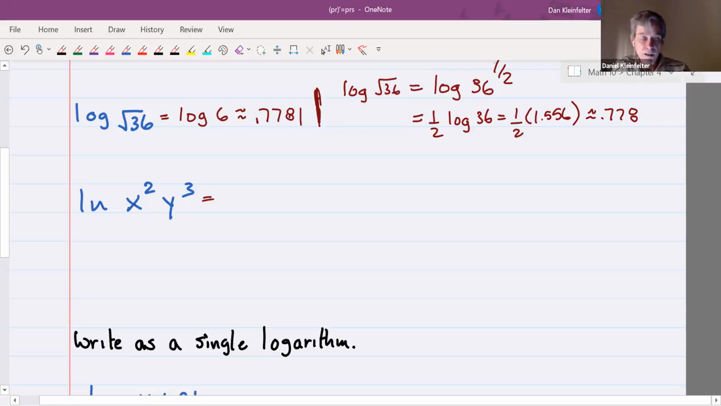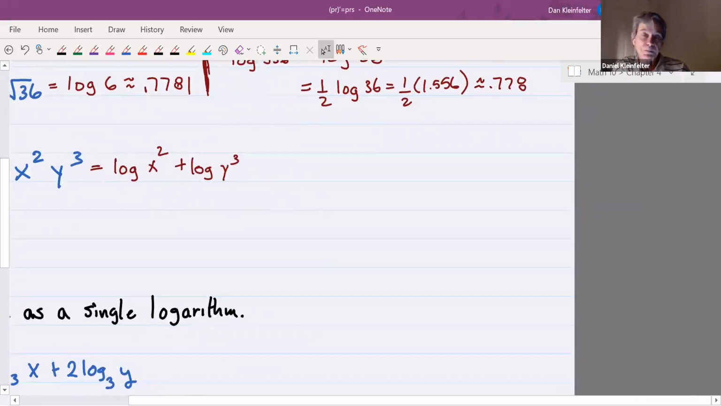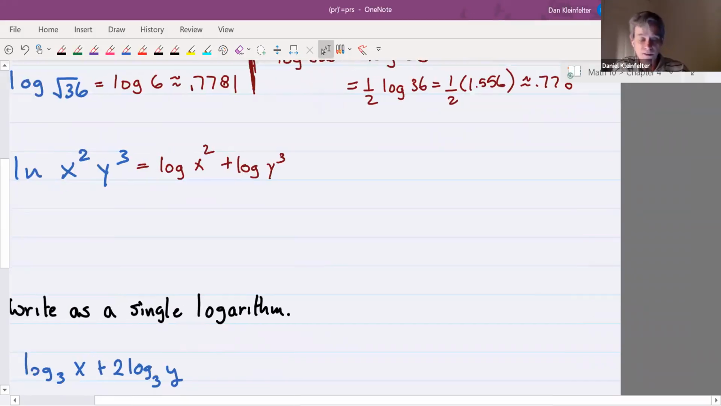I have a single logarithm, we want to expand that. So it's a product. So the first thing I'm going to do is rewrite that as a sum of two logarithms. I can't just bring the 2 around front right now. So I'm going to rewrite this as log of x squared plus log of y cubed. And then that's log of a product turned into a sum of two logs.